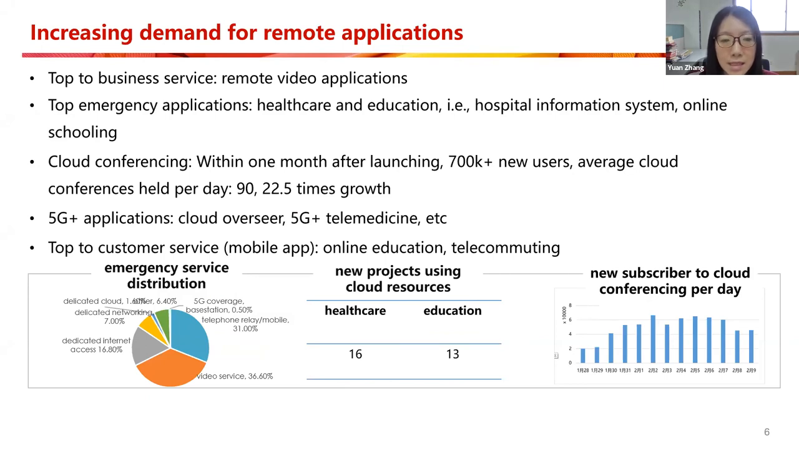I looked into our statistical data in February. The requirements for remote applications are increasing. Regarding business-to-business services, the most visible ones are remote video applications. Among all of the emergency applications, the top two are healthcare and education-associated applications, for example the hospital information system and online schooling. We launched our cloud conferencing product in January. Within 1 month after launching, we got more than 700,000 subscribers, which is 22 times growth compared to before the pandemic.